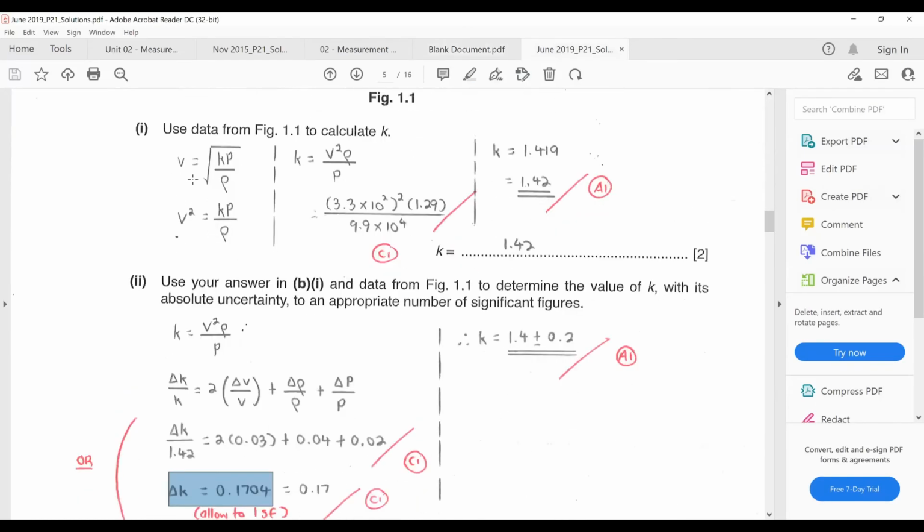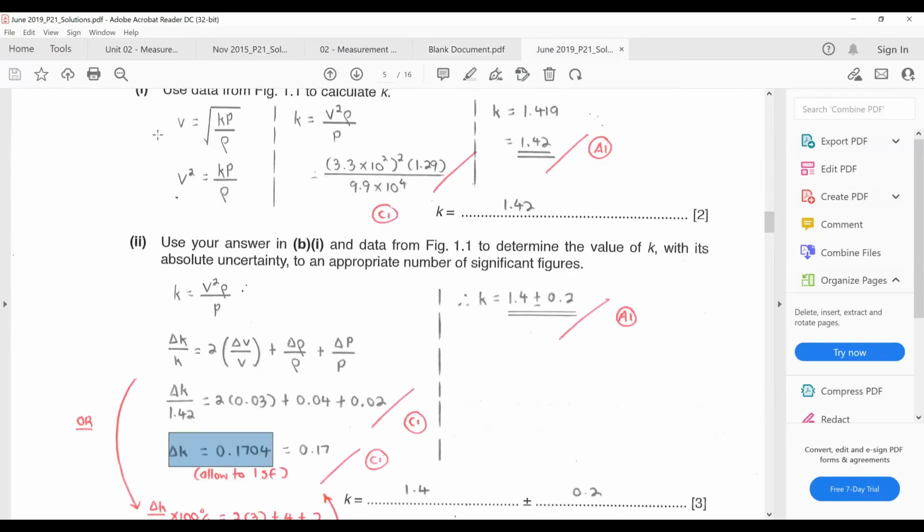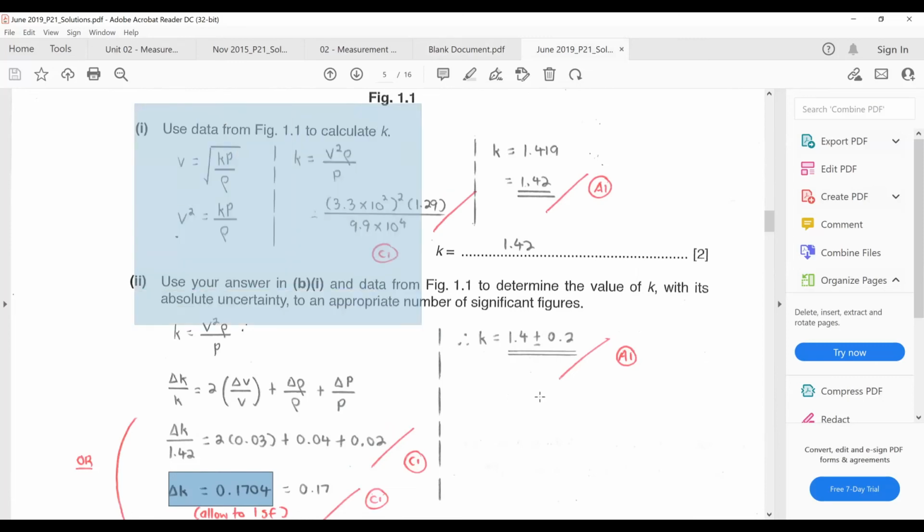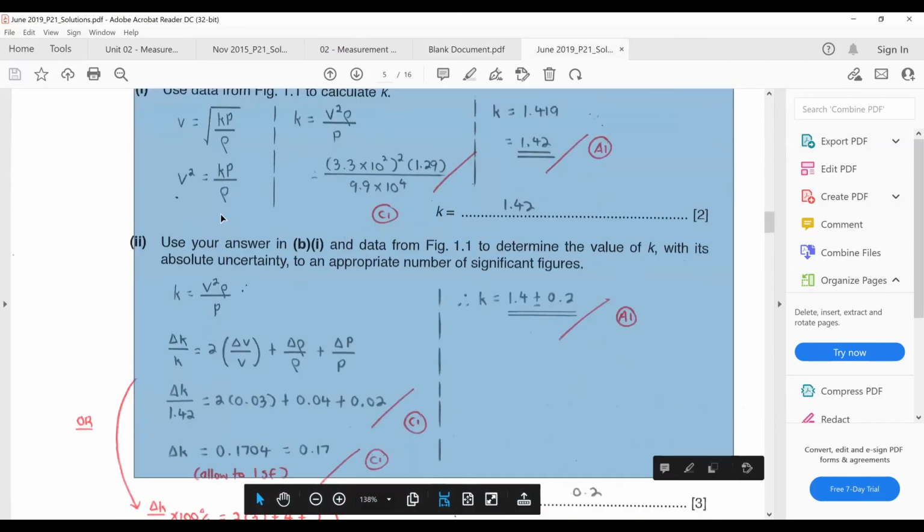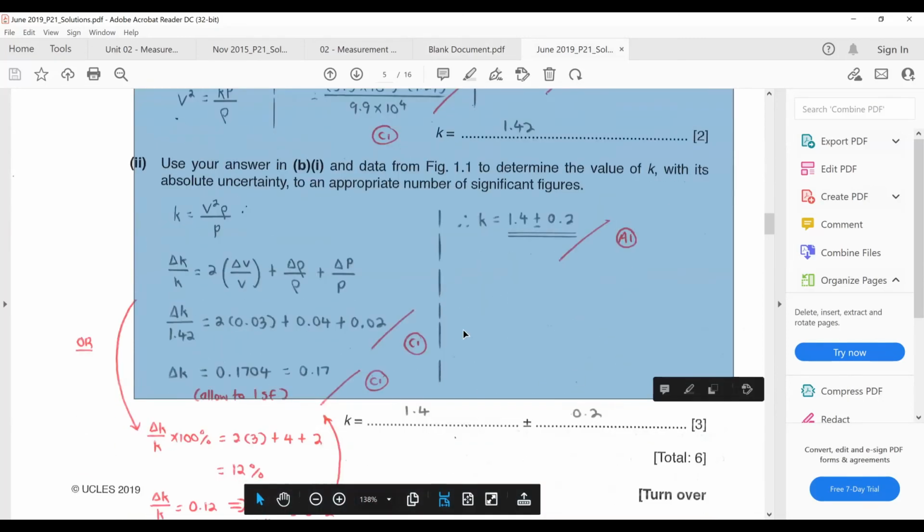So back to this one, you notice that they've actually split out the question. The last two questions that you did, these two would have been combined together in one single question. So that's why it seemed difficult, but now they've actually split it up. Okay, so that part is for the uncertainties.